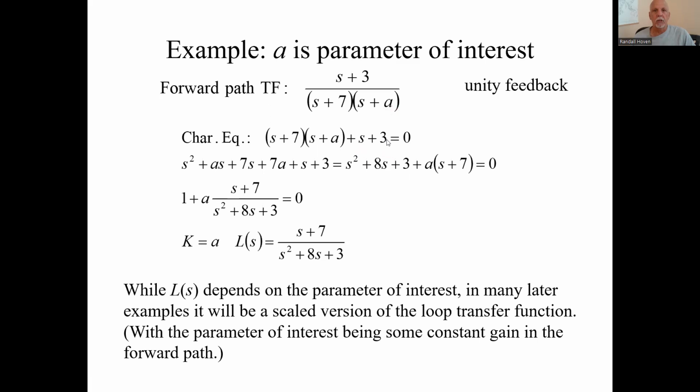So here's the characteristic equation, the denominator plus the numerator. Multiply everything out and isolate A. Divide by this upfront part, I get a 1 plus A times this stuff. And that part is monic numerator, monic denominator. That's our L of S. Our root locus K is exactly that A. Here's our L of S. Again, it's not simply G times H. You have to do a little bit of upfront work.